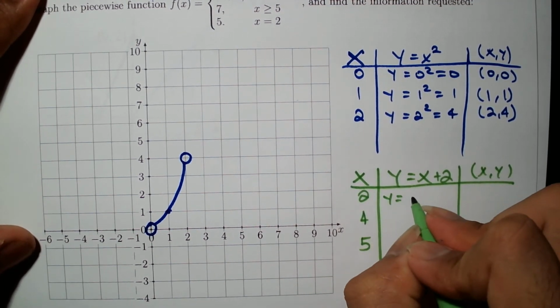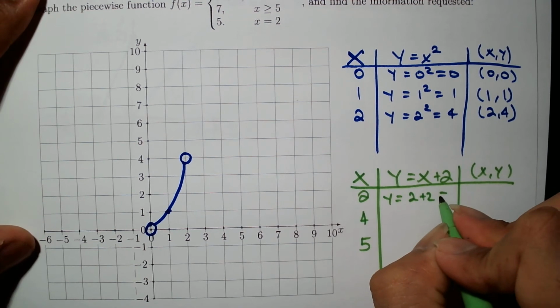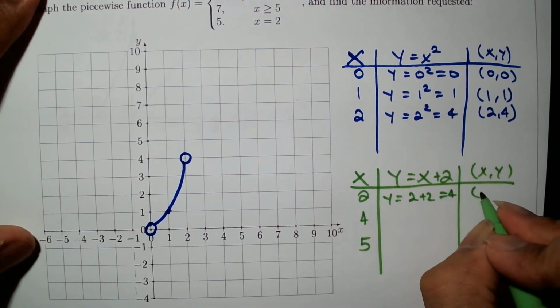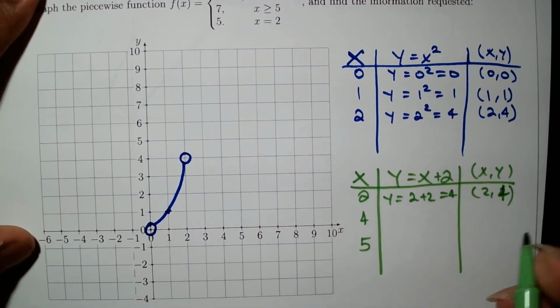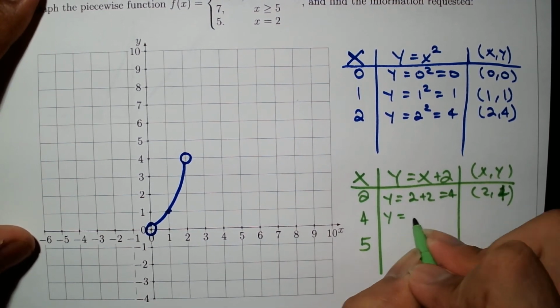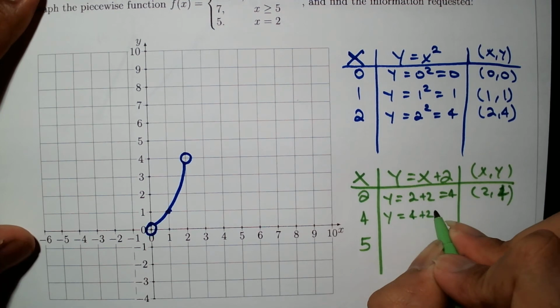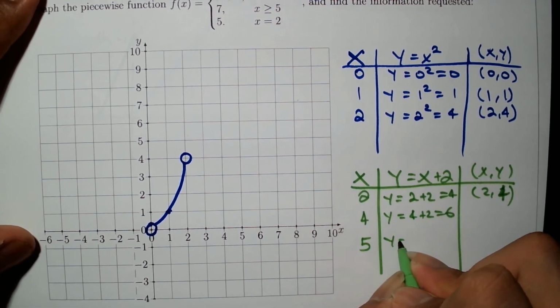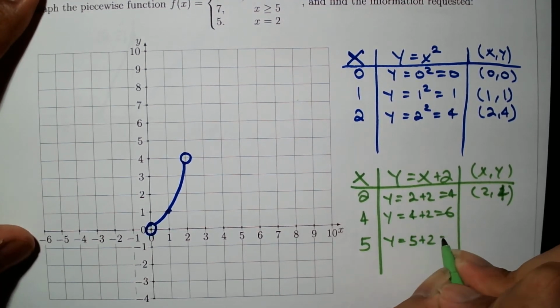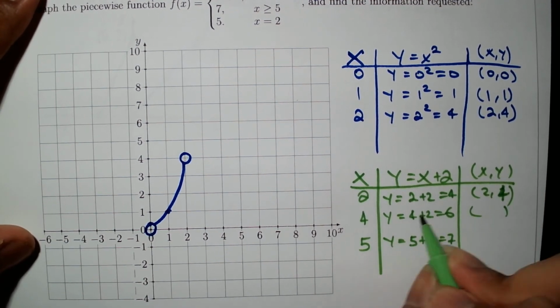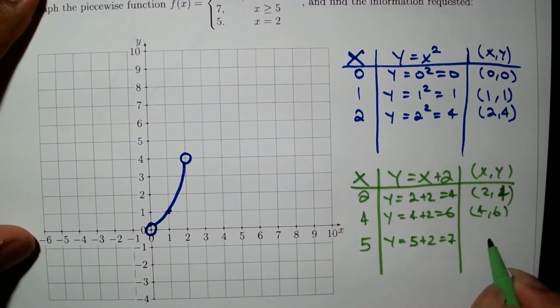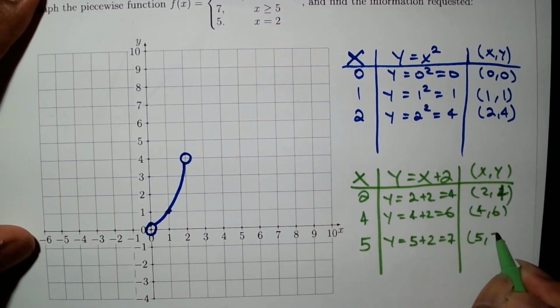So y equals 2 plus 2, which is 4. That gives rise to the point 2, 4. And then we're going to have y equals 4 plus 2, which equals 6, and 5 plus 2, which equals 7. So in this case, we have the points 4, 6, and 5, 7.